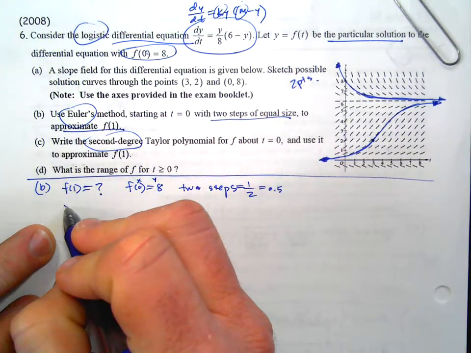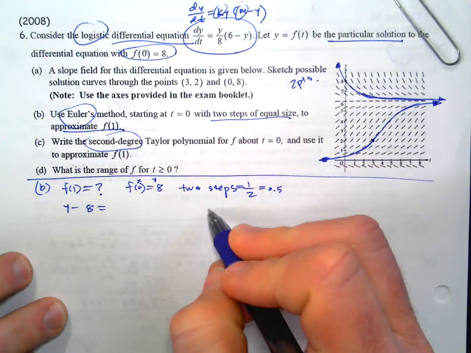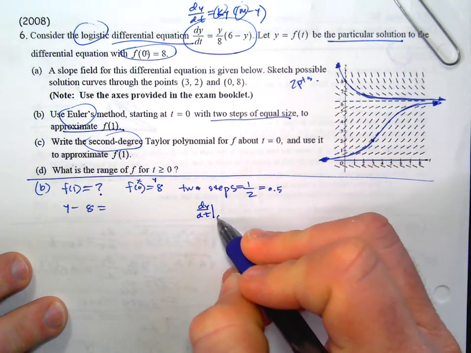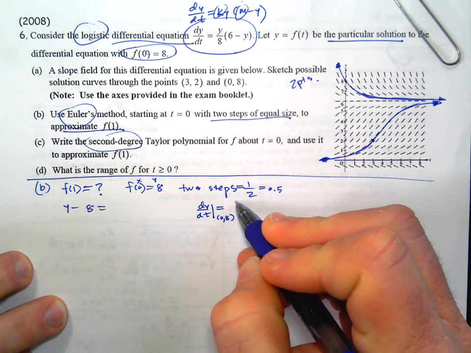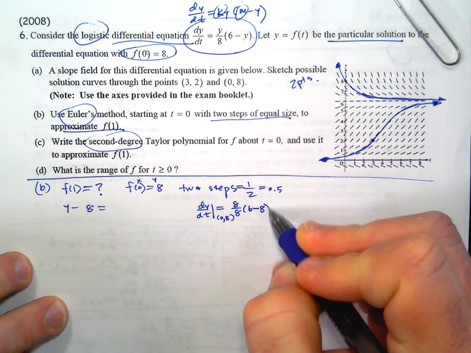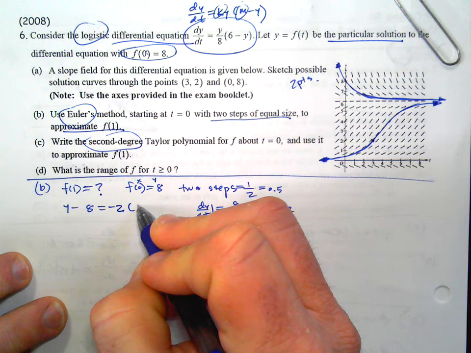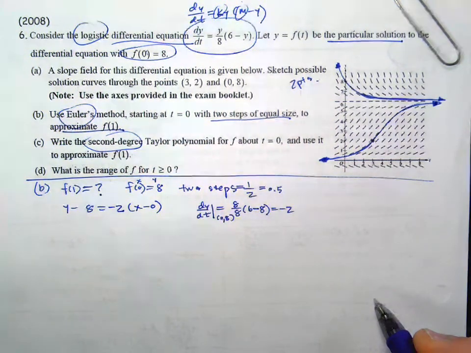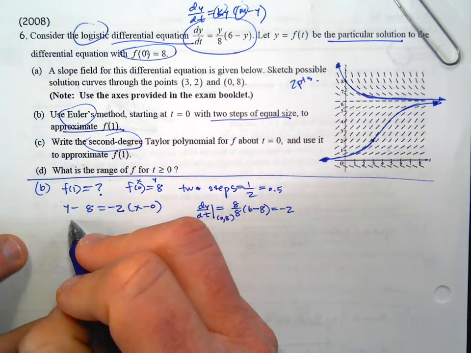So we're going to do y minus 8 equals. Now we need the slope. So that's where the dy/dt comes in. We want the slope at (0, 8). And so that's going to be 8 over 8, 6 minus 8 is negative 2. So that's your slope, negative 2, times x minus 0. So that's your first tangent line.